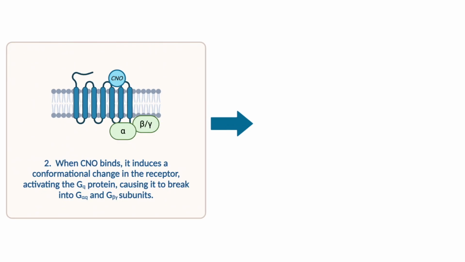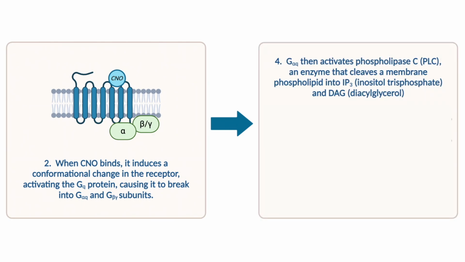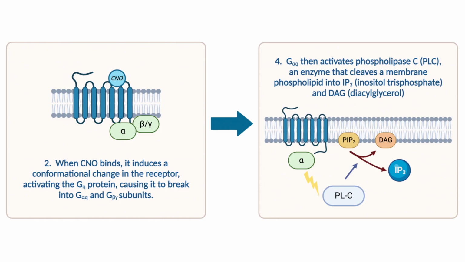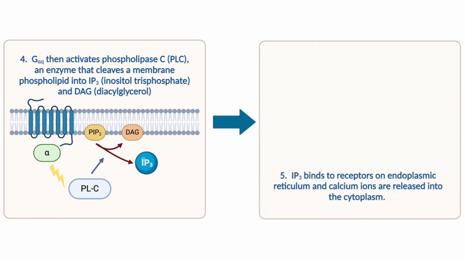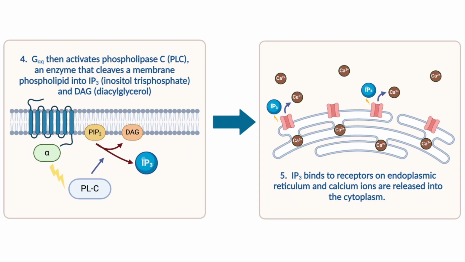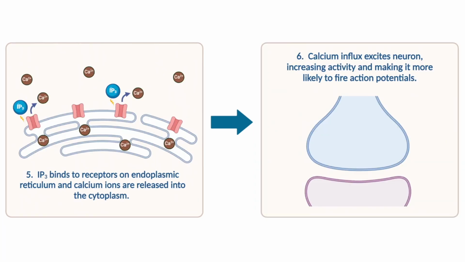G alpha then activates phospholipase C, an enzyme that cleaves a membrane phospholipid into inositol triphosphate, or IP3, and diacylglycerol, DAG. IP3 then binds to receptors on the endoplasmic reticulum, causing the release of calcium ions into the cytoplasm. This calcium influx excites the neuron, increasing its activity and making it more likely to fire action potentials.